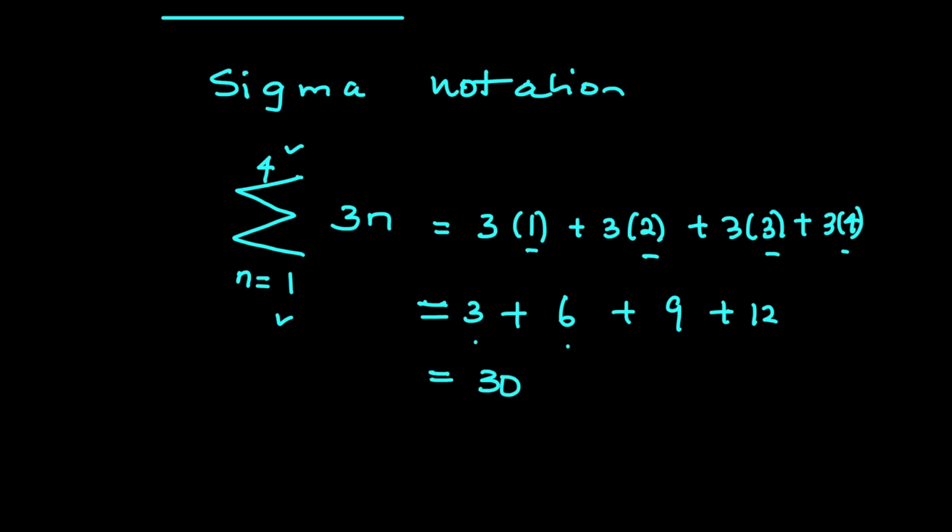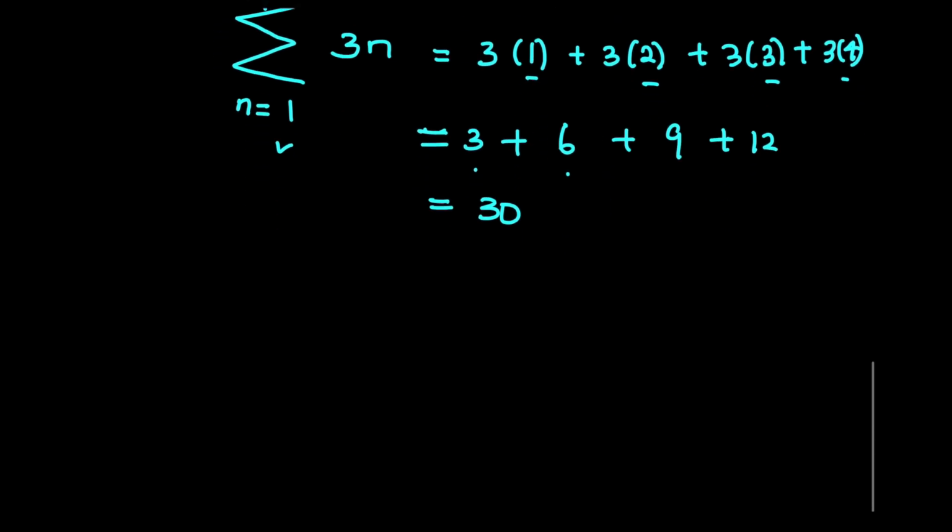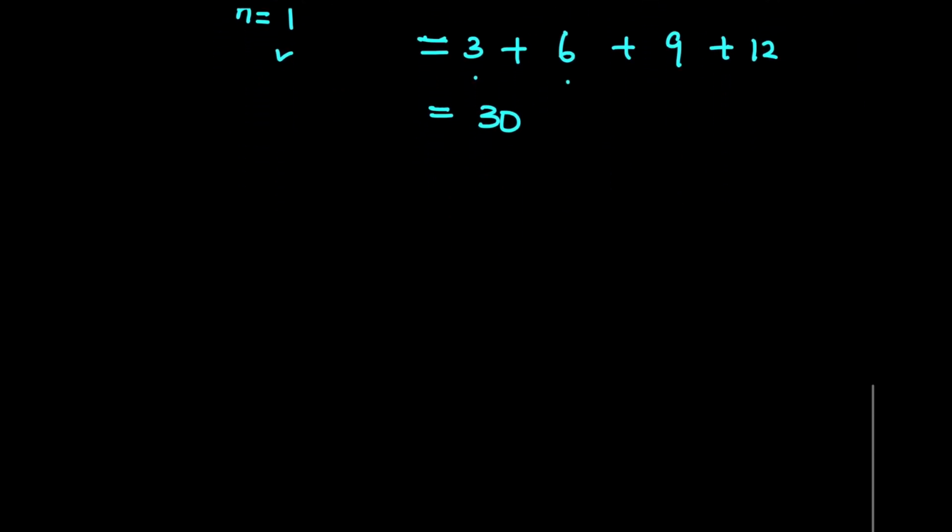So now let's express the sigma notation and appreciate its different elements right here. The sigma notation is basically this zig-zag symbol here. And then here we have the general term, or the nth term, and then we are starting from a specific n.